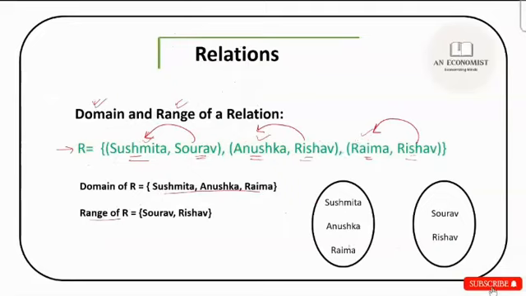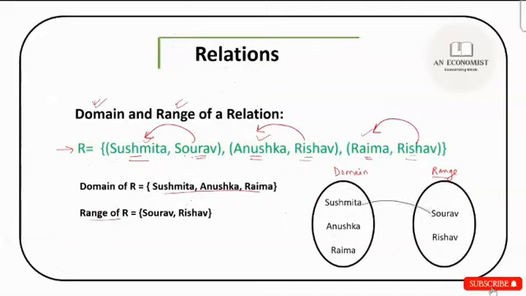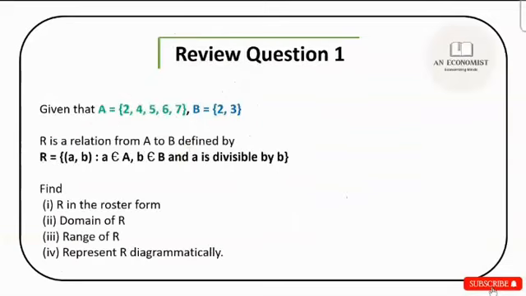So if you want to depict this in a diagram, what we will do, we will have a domain set, we will have a range set here. In the domain, write the elements. In the range, also write the elements. Now, if you want to depict the relationship, we will simply do this. Shushmita and Saurabh are related, so do this. Anushka and Rishabh are related. Raima and Rishabh are also related. And write R here, right? So this diagram will now depict the relationship that you have here in the roster form. I hope this is clear.